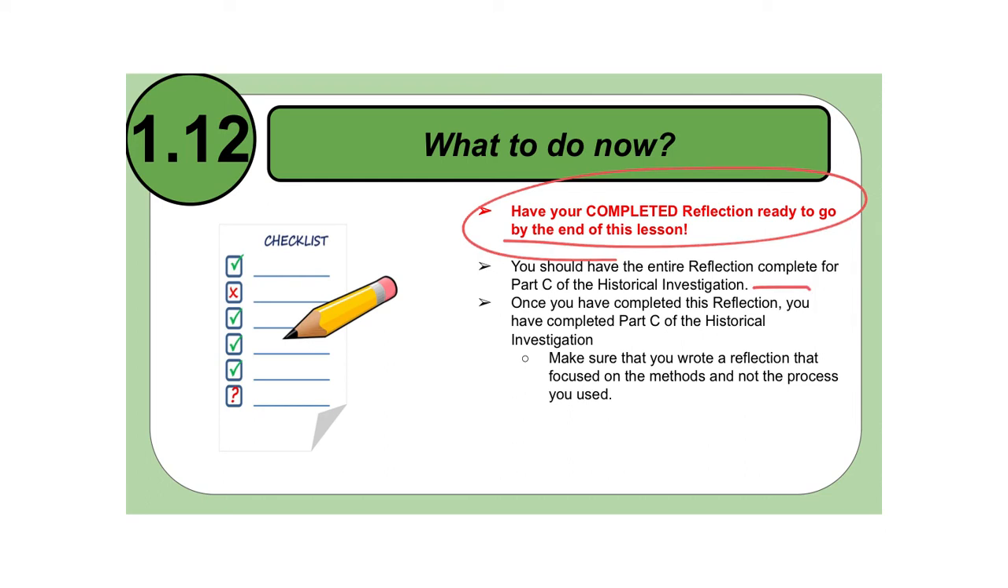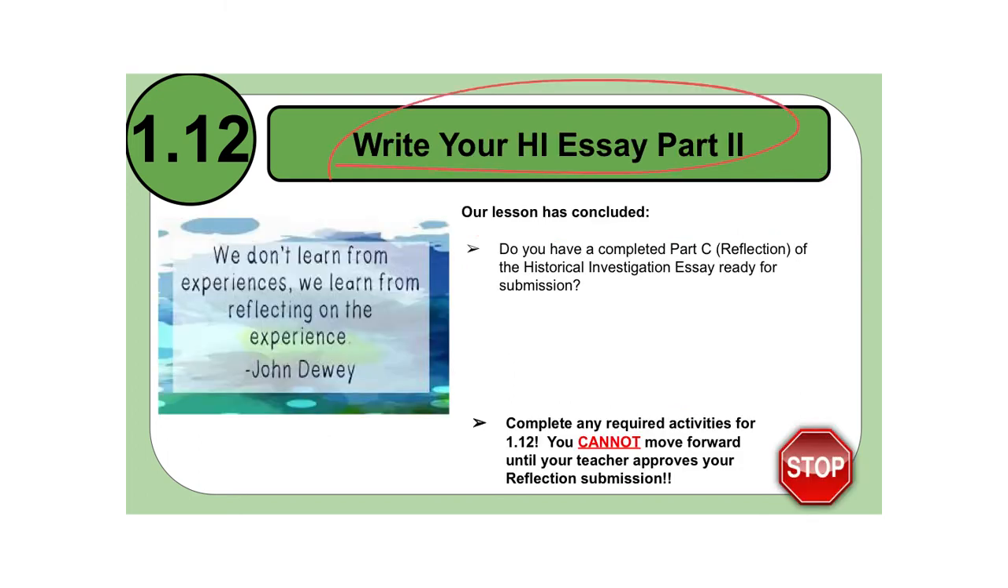And once you've completed this part, make sure that you have written the reflection and focused on the methods, not on the process. So again, make sure that methods is where you went, not process. And there you have it, writing your HI essay part 2. And this should actually be the reflection. Again, see another mistake there. So you should be writing your reflection part 2.